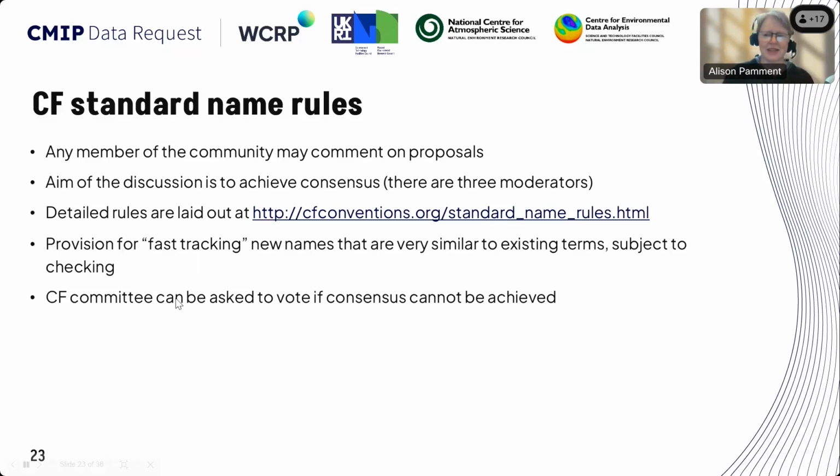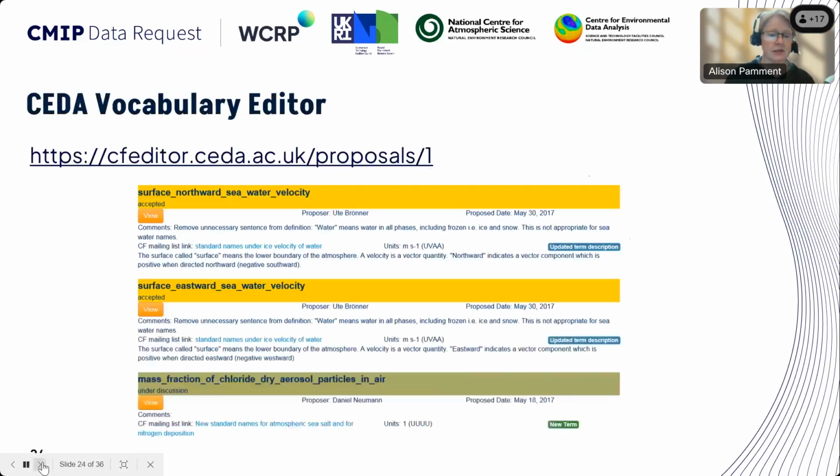If we did get to a deadlock about agreeing a standard name, which I don't think has ever actually happened in practice, there is a community process in place where we can ask the CF committee to vote, and their decision is final. So if we're choosing between option A and option B for how to write the standard name, they will vote on it, and so we can break the deadlock that way if we have to. But that's never actually happened in practice.